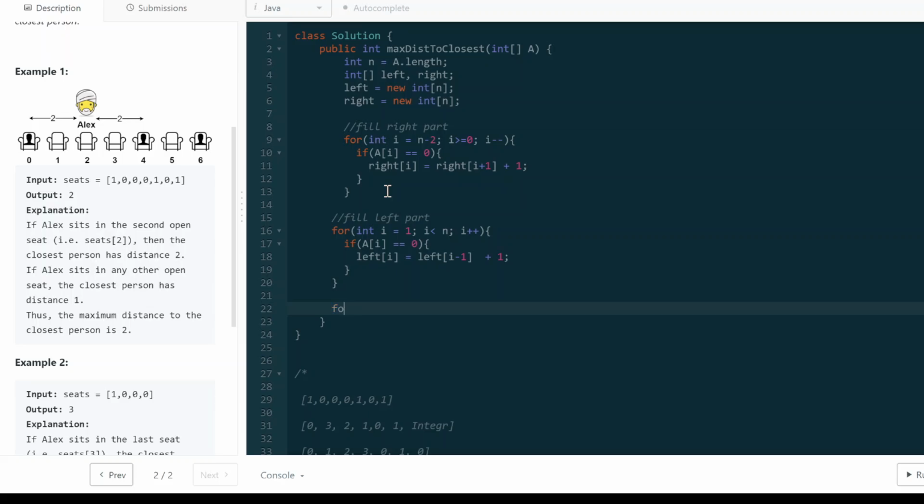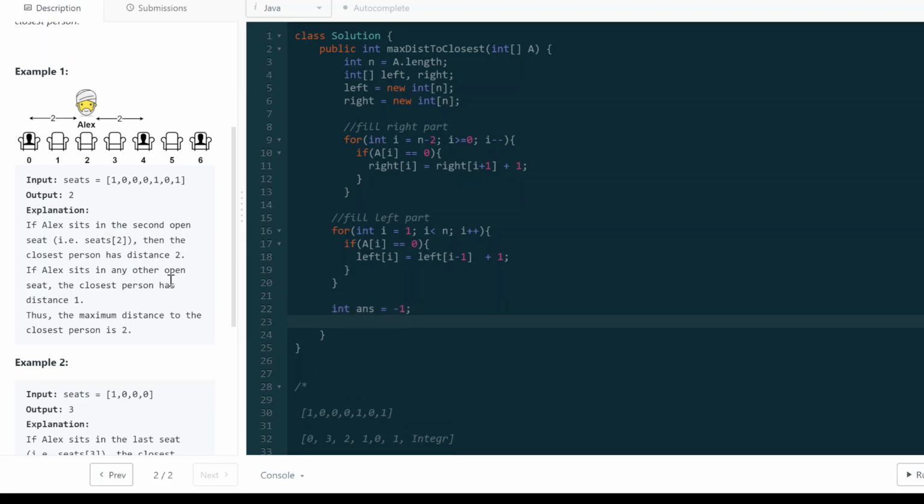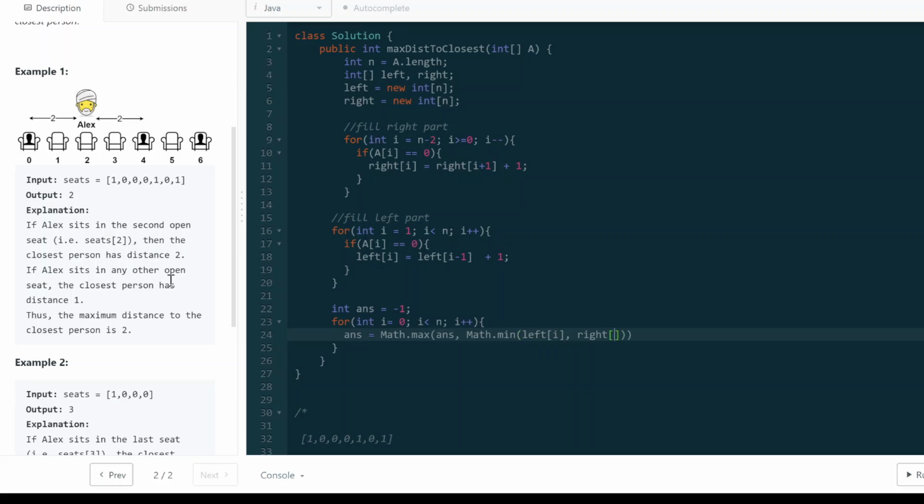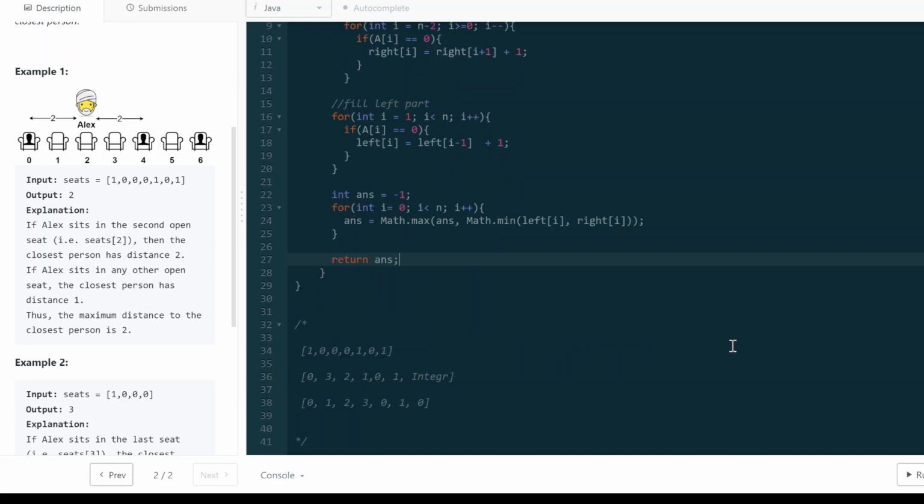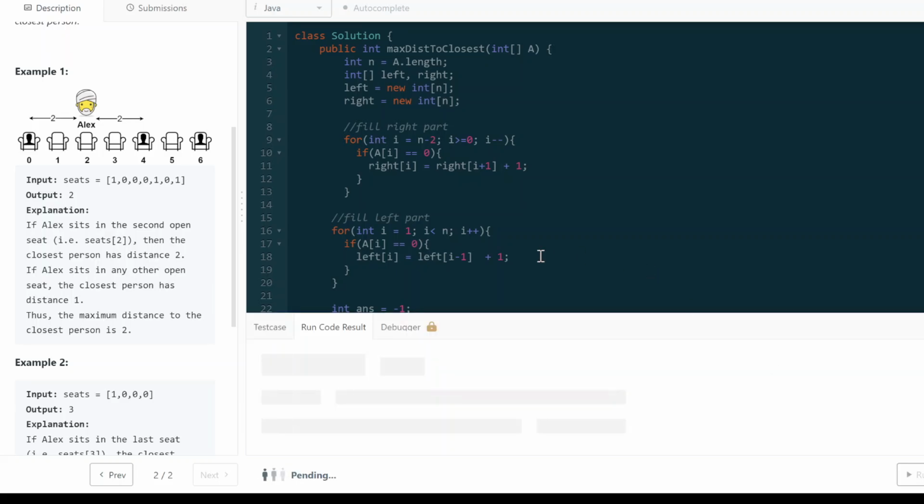And then I'm gonna iterate. I'm gonna have an answer, which is, let's say, we have to maximize it, so minus 1 maybe. And for int i equals 0, i plus plus, answer equals Math.max of answer, comma, Math.min of left[i] and right[i]. And then we're gonna return answer. Okay, I will explain this one more time, so don't worry about it.